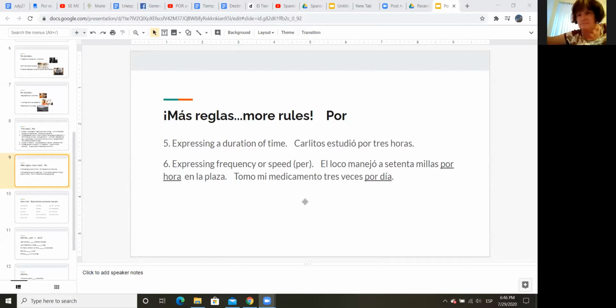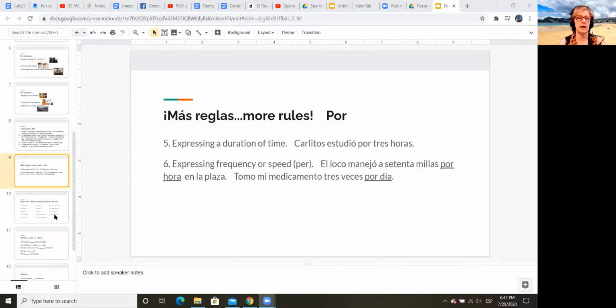Also, a little tidbit. Por can be used for talking about frequency or speed, like as we would use the idea of per hour, per day, per week, right? Our word per comes from the same thing that por comes from in Latin. It comes from the same word. That's why. El loco manejó a 70 millas por hora. The crazy guy drove at 70 miles per hour. Or we might say 70 miles an hour. Tomo mi medicamento 3 veces por día. I take my medications 3 times a day, 3 times per day. So those are not deadlines, they're chunks, or in that one case, it's a velocity, right?